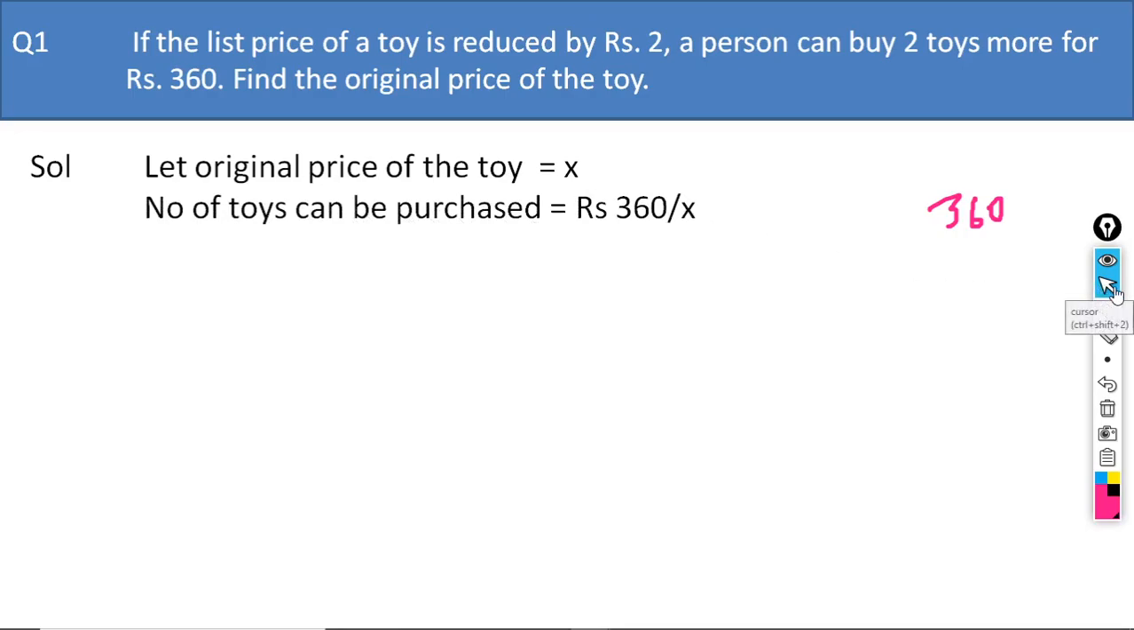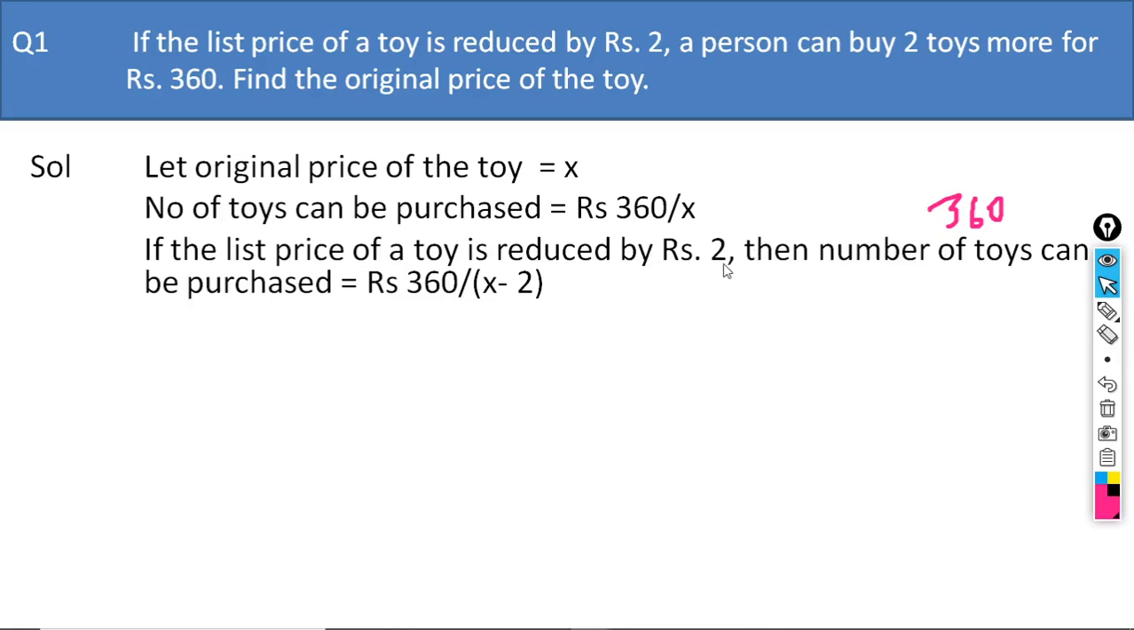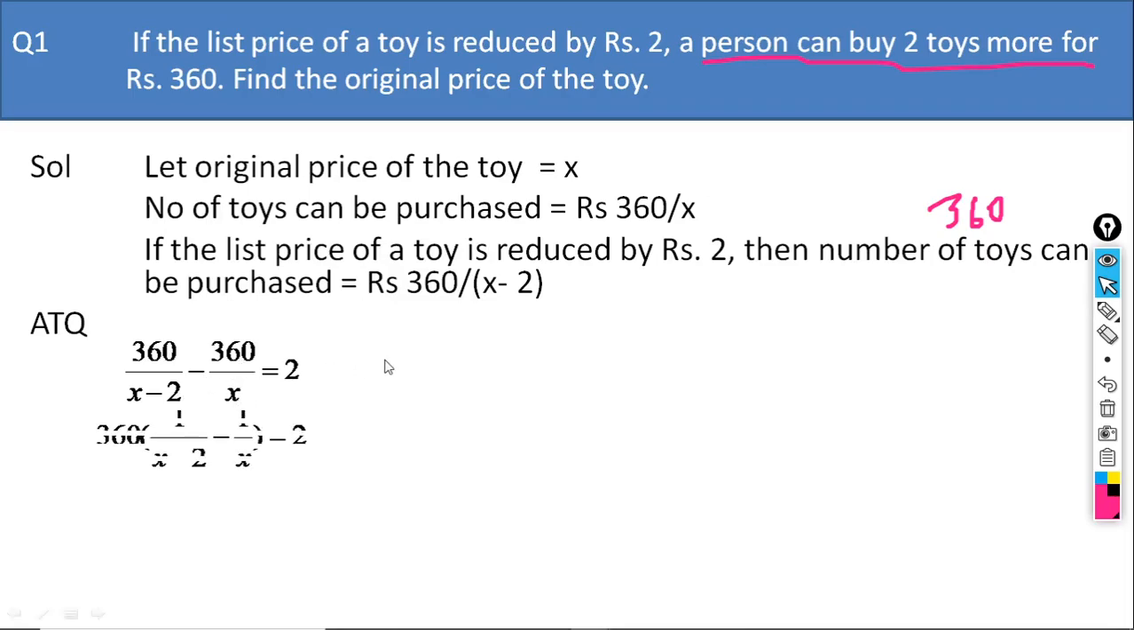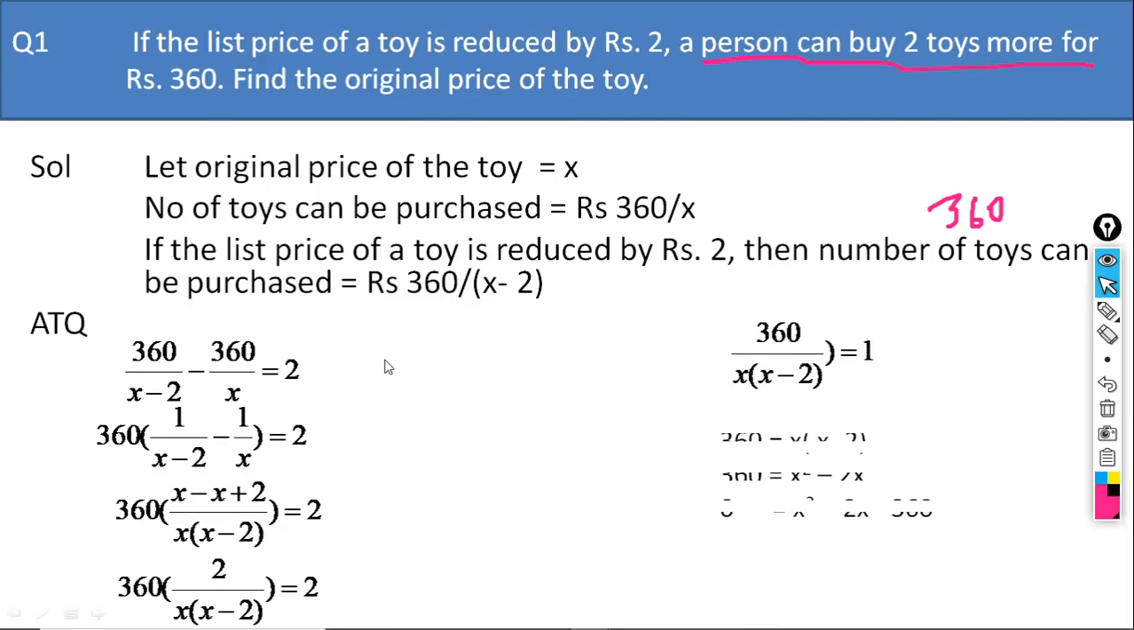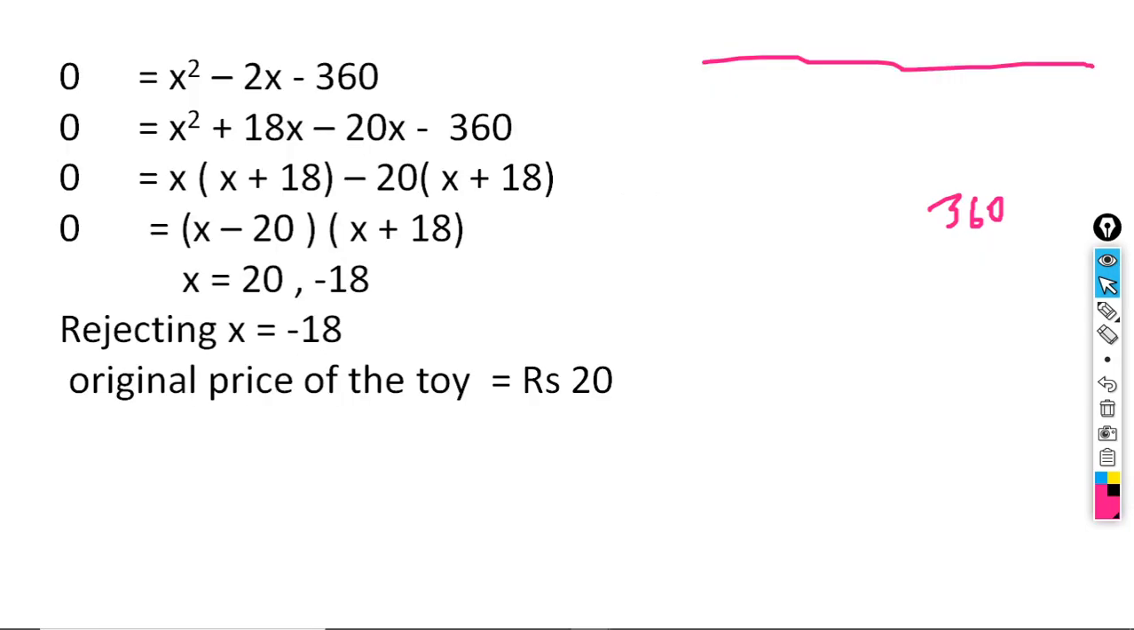Now in the second case, the price of a toy is reduced by 2. So in the second case, with 360 rupees, if the price of a toy is reduced by 2, the number of toys that can be purchased is 360 upon x minus 2. In the second case, he can purchase more toys. If we read the question carefully, it is given that a person can buy 2 more toys if the price is less. It means in the second case, 2 toys have been purchased more, meaning the difference in toys is equal to 2. So 360 upon x minus 2 minus 360 upon x is equal to 2. By solving this and changing it into a quadratic equation, we get x square minus 2x minus 360, getting two factors, and completely solving them, you get the original price of a toy, which is rupees 20.